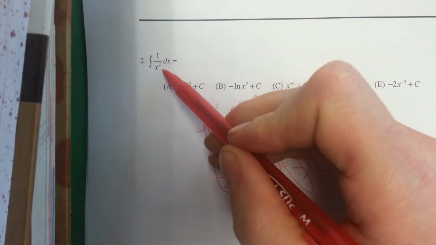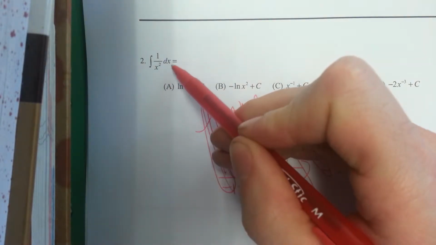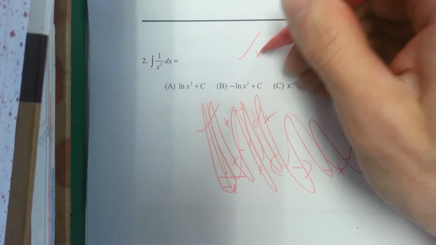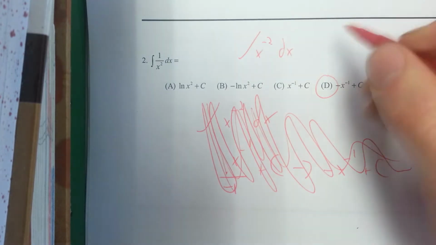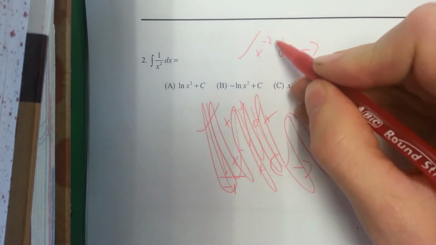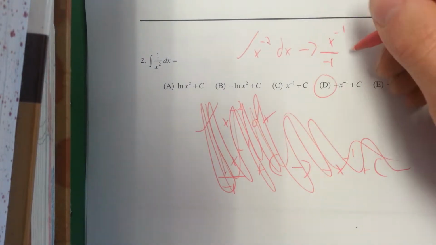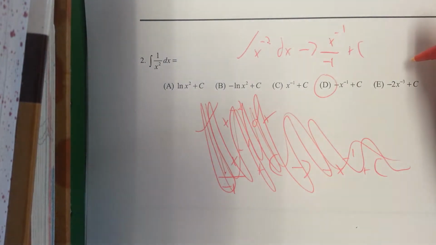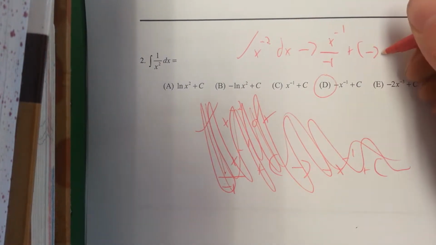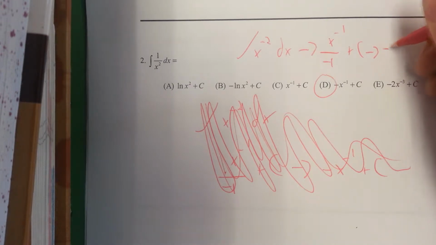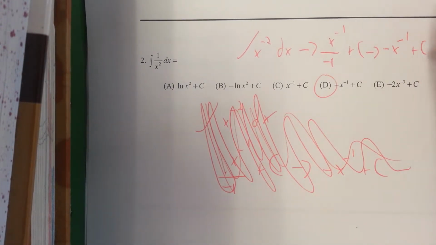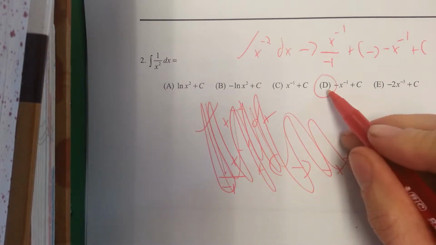I've got the indefinite integral of 1 over x squared dx. Okay, I'm going to rewrite that in a way that's a little more congenial, something that I like. Looks like that. Okay, antiderivative of x to the negative 2, no big deal. I'm going to add 1. I'm going to get x to the negative 1. I'm going to divide by negative 1. Plus c, of course, because it's an indefinite integral. This becomes negative x to the negative 1 plus c. We really hope that's one of the answers, and it is D.